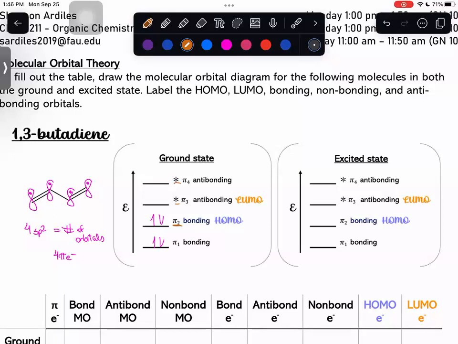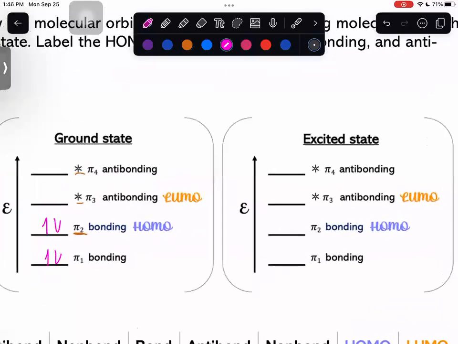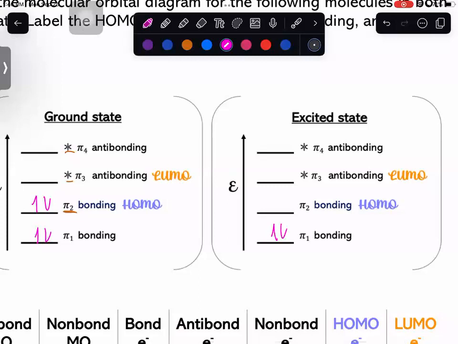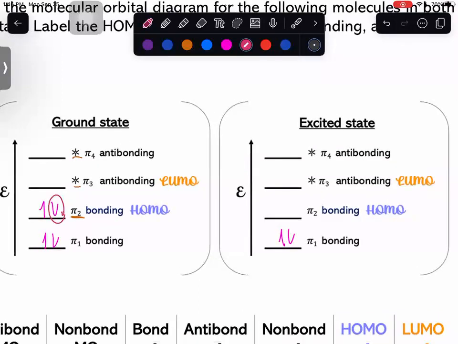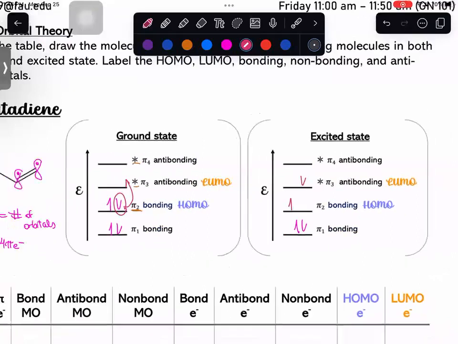So what's going to happen? One HOMO electron is going to jump up to the LUMO orbital. So in this case, pi 1 is going to remain the same. We're not touching it. We're only dealing with the HOMO orbital. So only one of those electrons is jumping up to get the excited state. It doesn't matter. He's not going to be asking about spins.